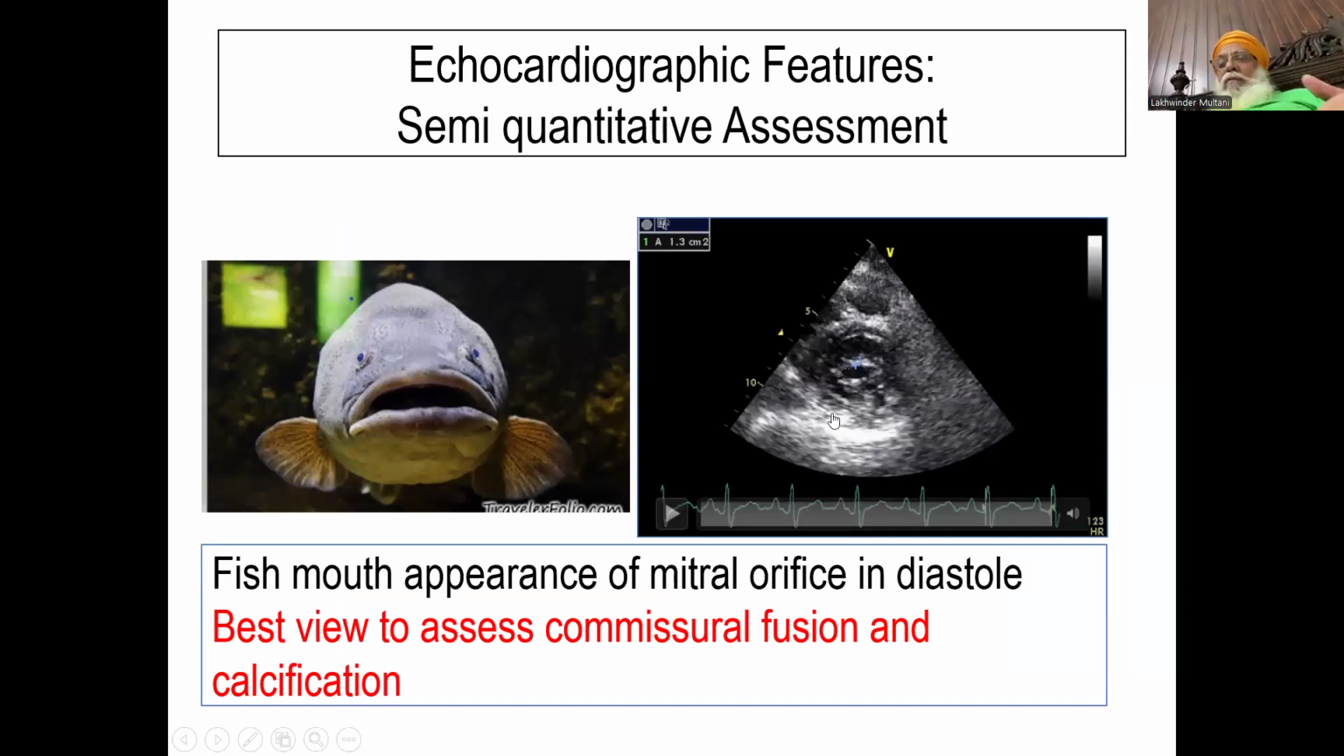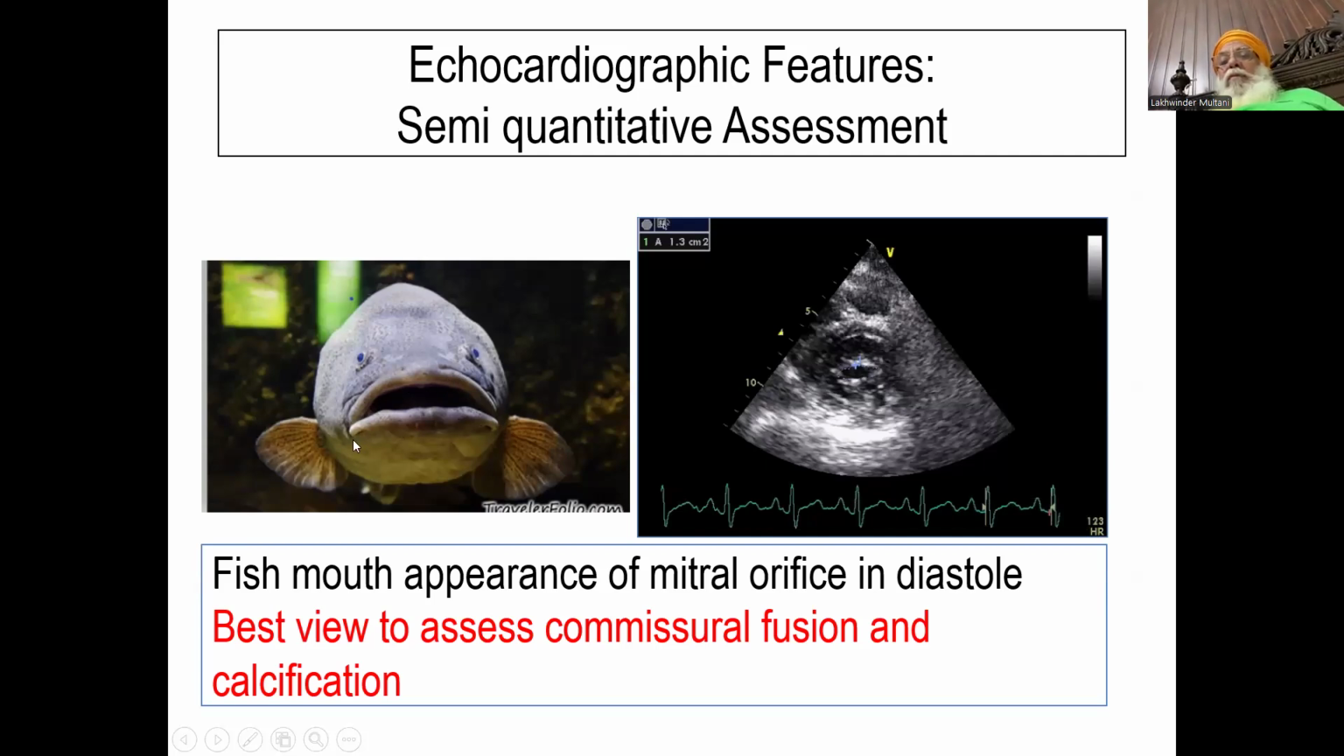And look, this is a short axis view at the mitral valve level at the third intercostal space. They look like a fish mouth opening. Here is a lateral annulus, here is a mitral annulus. This is AML, this is PML. So this is AML, this is lateral annulus, this is medial annulus, here is the PML.